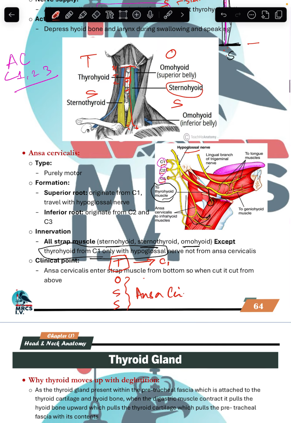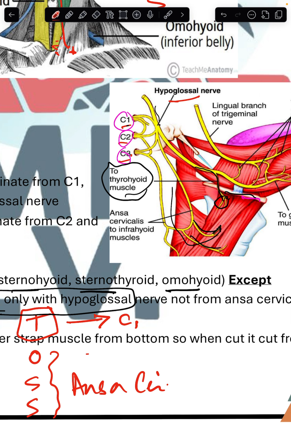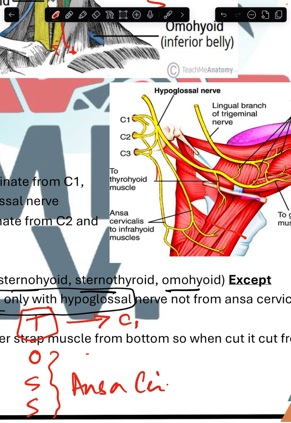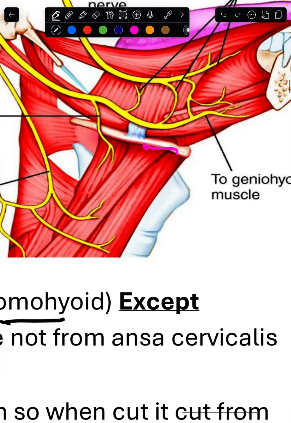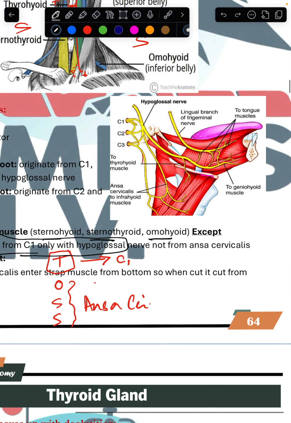So these are the 4 strap muscles. This is the ansa cervicalis, starting from C1, C2, C3. They join together and form a loop, and the supply goes from below upward. That is why all the strap muscles are supplied by the ansa cervicalis from below. So when muscles are cut during thyroid or other anterior neck surgery, they should be cut at the upper level and not downward, otherwise they lose nerve supply from below.